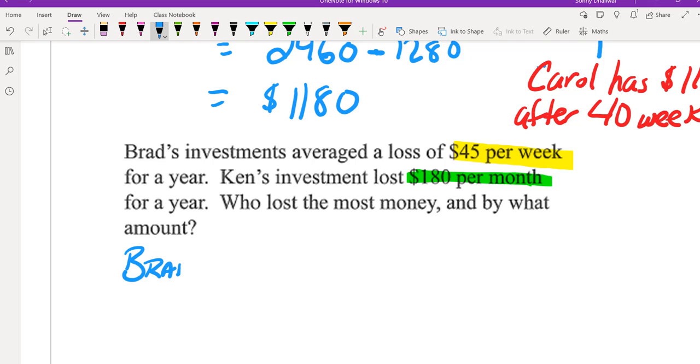So Brad lost $45 a week for the entire year. So first week 45, second week another 45. So we need to know how many weeks there are in the year. 52, right? So if it was only 1 month, you go 45 times 4. But this is for the year, so we go 45 times 52, right? So we can use a calculator for something like that. 45 times 52, right? Or you can break out the.